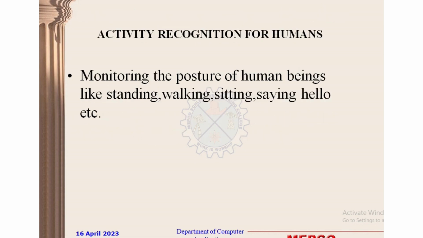And the activity recognition model for humans identifies the humans present in front of the camera module and identifies whether the person is standing, walking, sitting or saying hello, etc., by identifying the skeleton structure of the humans.